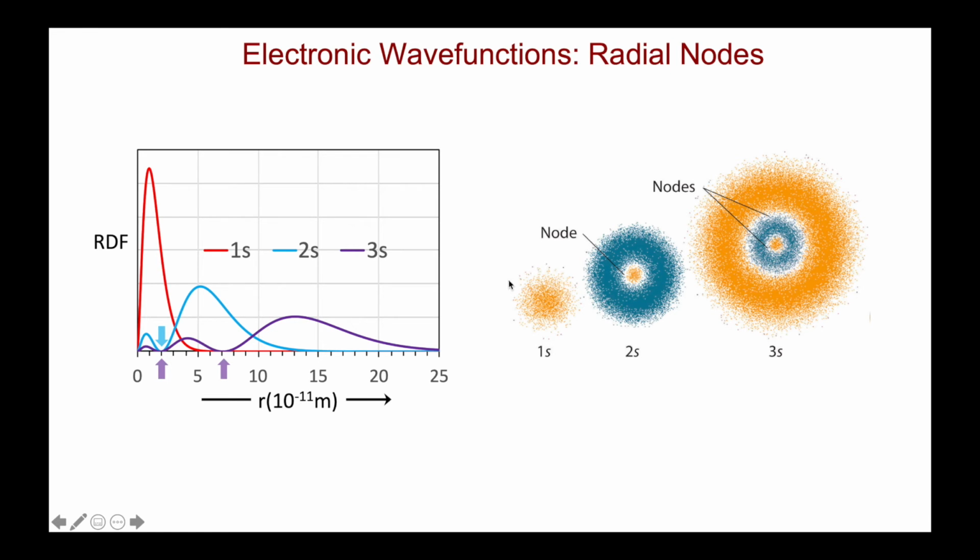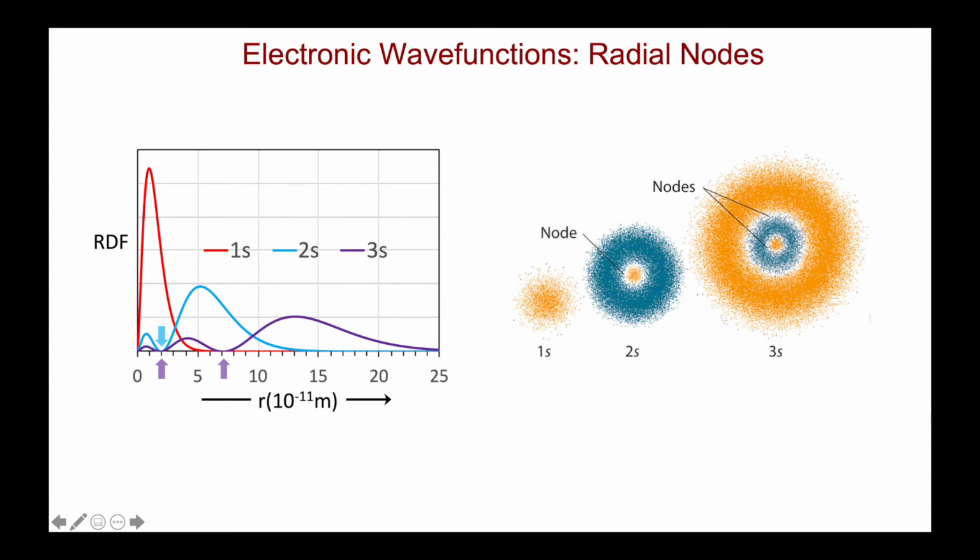And so we are just using one color to shade the 1s orbital. The 2s orbital has one radial node, and so at that node, the wave function changes from one sign to the other. For example, from positive to negative, or in this case, from orange to blue, which are the colors representing the two phases.